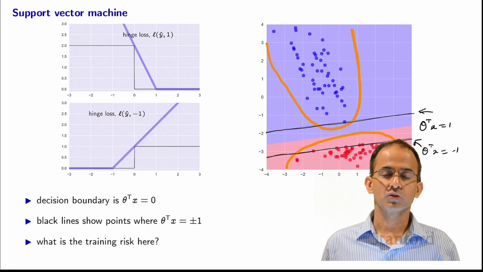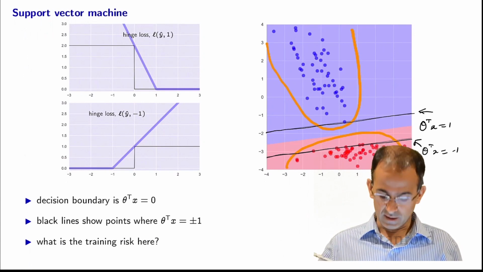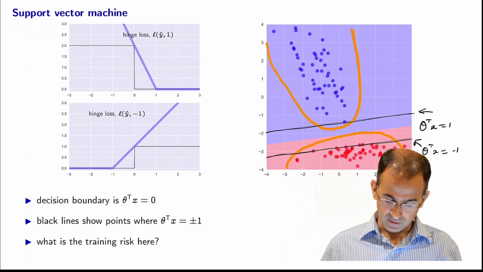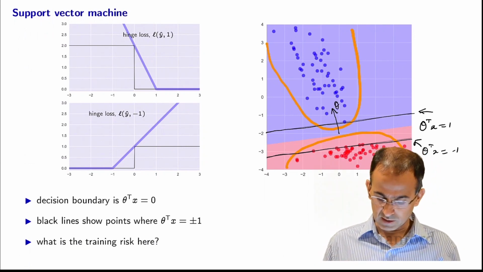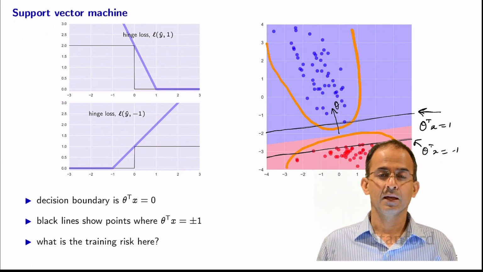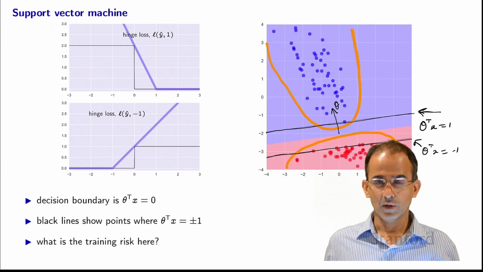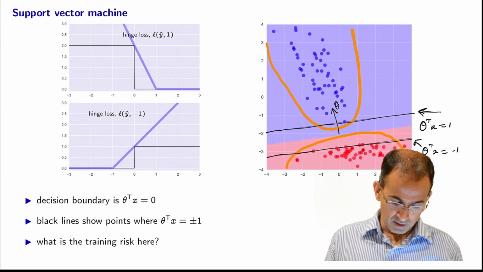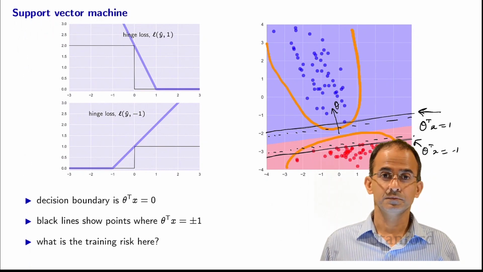Now, why should that be the case? The reason is as follows: the theta transpose X is 1 line is perpendicular to the direction that theta points in. So theta here is a vector and it points in this direction, in which case that's where theta transpose X is 1. Now, what happens if I make theta larger? Well, that means that the theta transpose X is 1 line is going to move in a bit, and similarly the theta transpose X is minus 1 line is also going to move in a bit towards the origin.